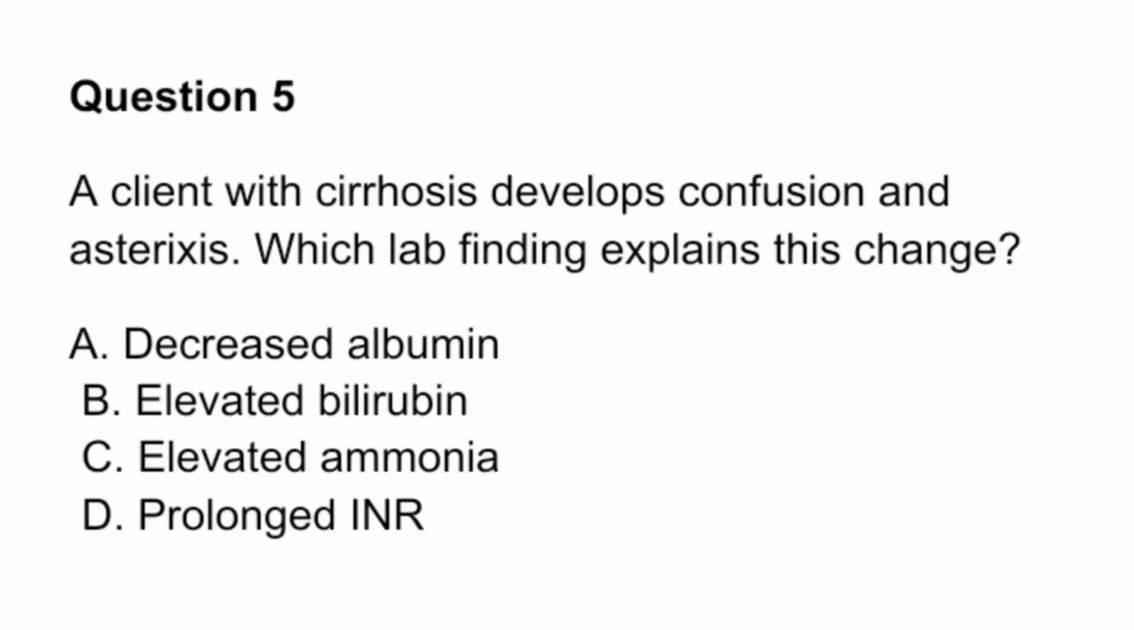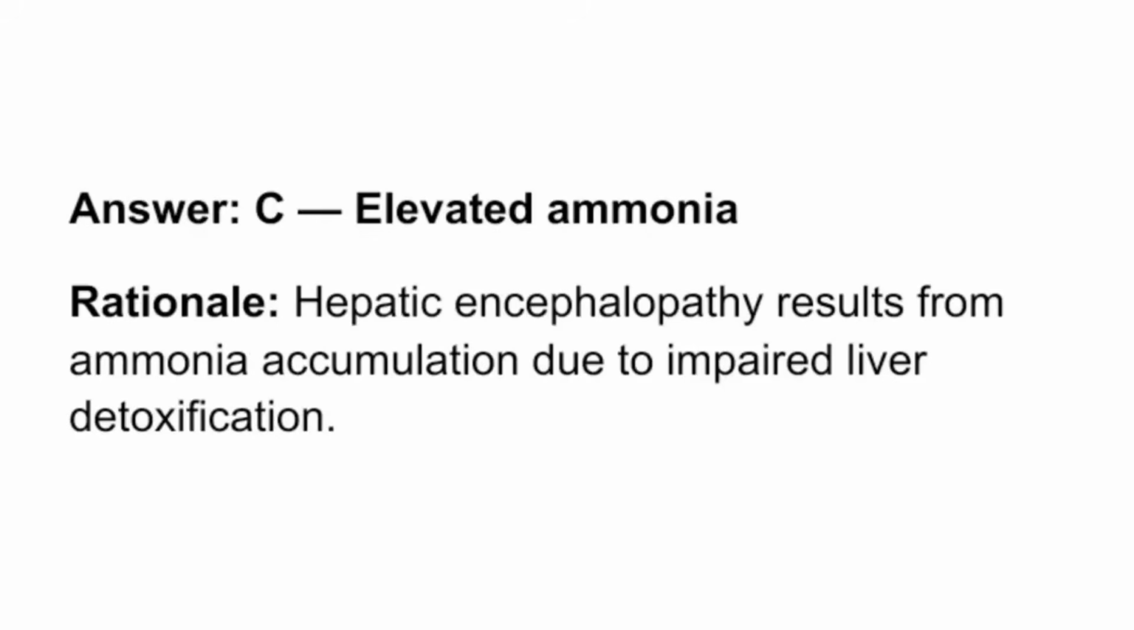Question 5. A client with cirrhosis develops confusion and asterixis. Which lab finding explains this change? A. Decreased albumin. B. Elevated bilirubin. C. Elevated ammonia. D. Prolonged INR. Answer is C. Elevated ammonia. Rationale: hepatic encephalopathy results from ammonia accumulation due to impaired liver detoxification.